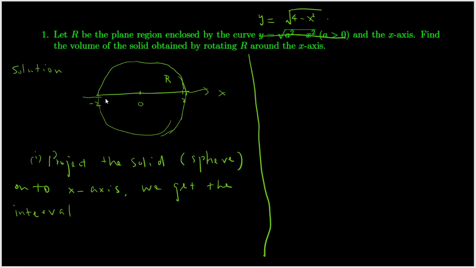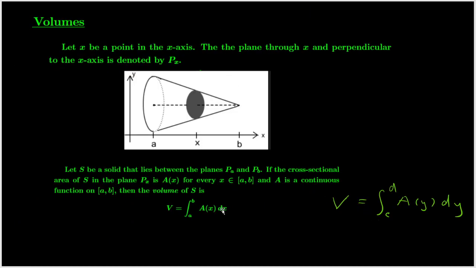Or you can imagine the smallest possible value of x is -2. The largest possible value of x is +2, right? So that's how we get the interval. The interval is the interval from -2 to 2. Do not lose track. The formula we are going to use is that formula. Okay, now we know the interval. We got the interval.